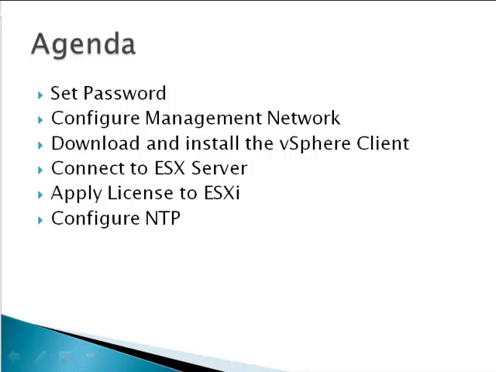What we're going to do in Module 3 is set the password for our ESXi, configure the management network, download and install the vSphere client to our local workstation, connect to our ESXi instance, apply licensing to ESXi, and then configure NTP.